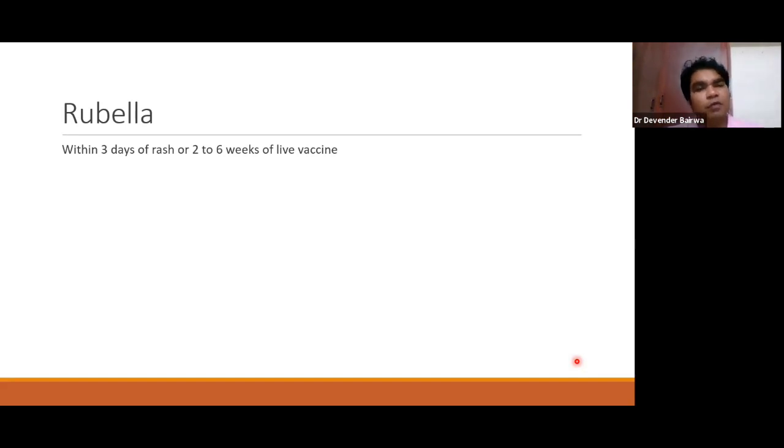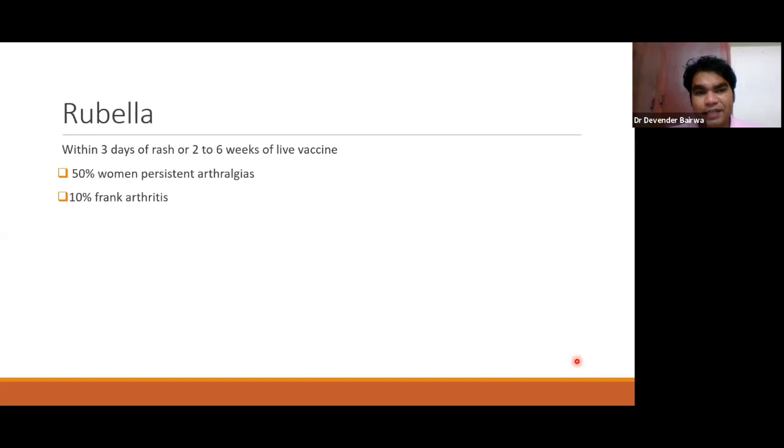But even after providing the vaccine, what can happen? There can be a viral fever-like reaction. In case of rubella, as such, when infection occurs, within 3 days of rash, people can develop polyarticular pain. Or in case of live vaccine, that pain is seen most commonly after 2 to 6 weeks of vaccine introduction. So in case of women, there can be persistent arthritis in 50% of cases.